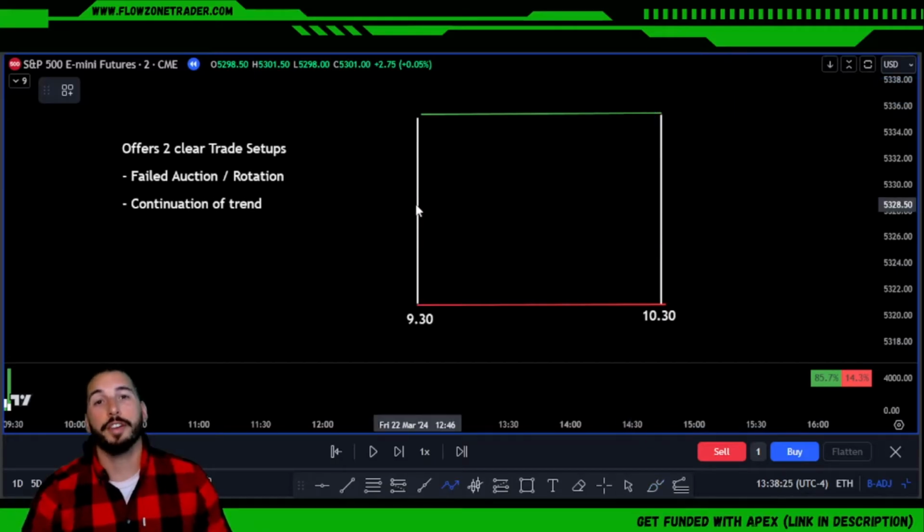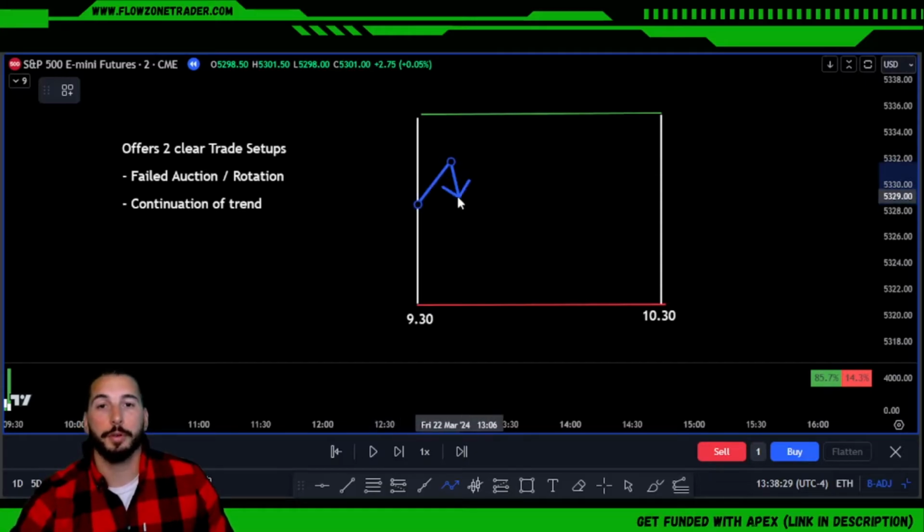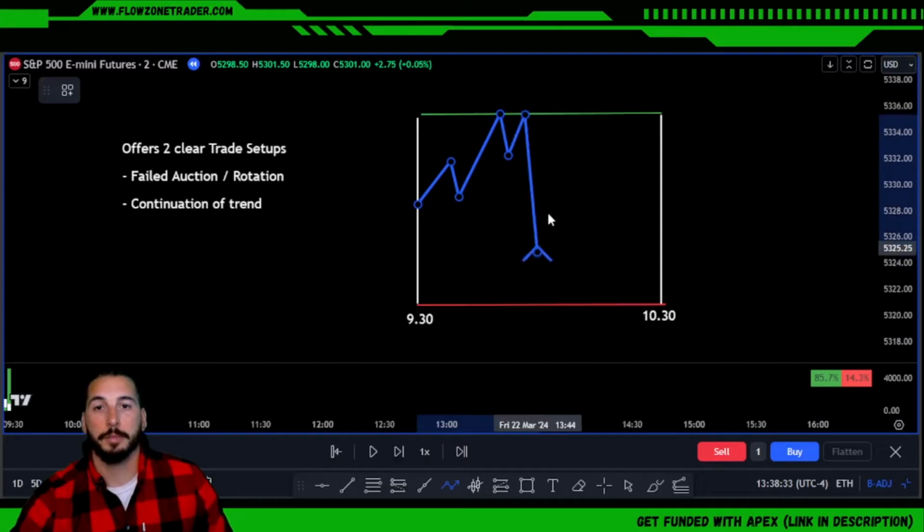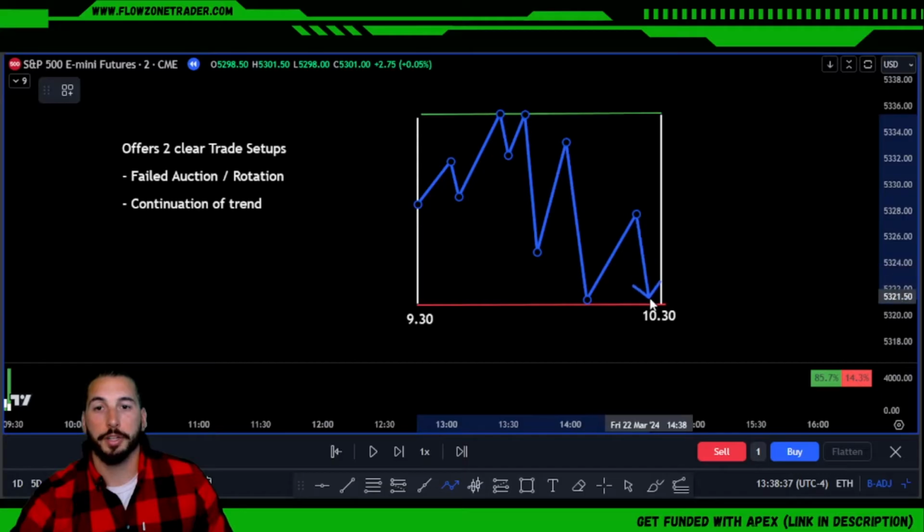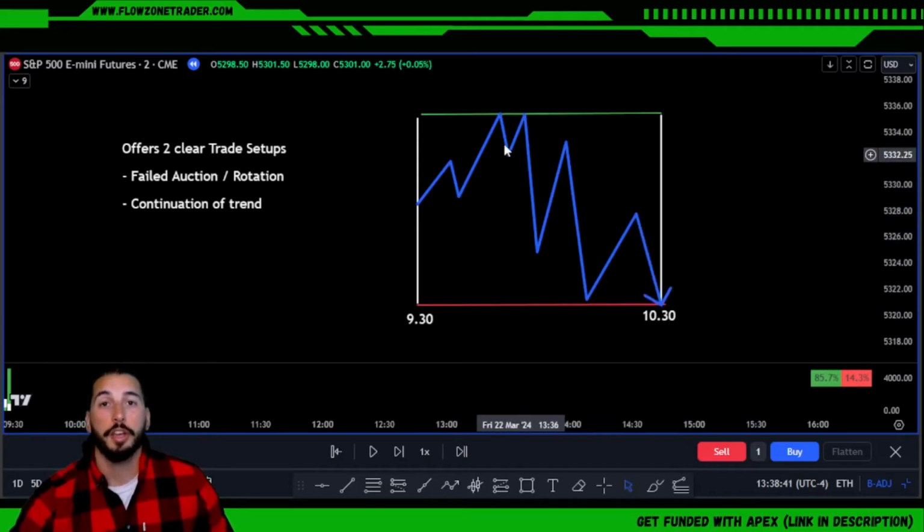Let's now have a look at a failed auction that happens below the IB low. So we might have something like this within the first hour. Okay, then it comes down, back inside, back up, and a little bit choppy. Okay, and then we get to 10:30. So you can see the same thesis applies. You have an initial balance high and an initial balance low.